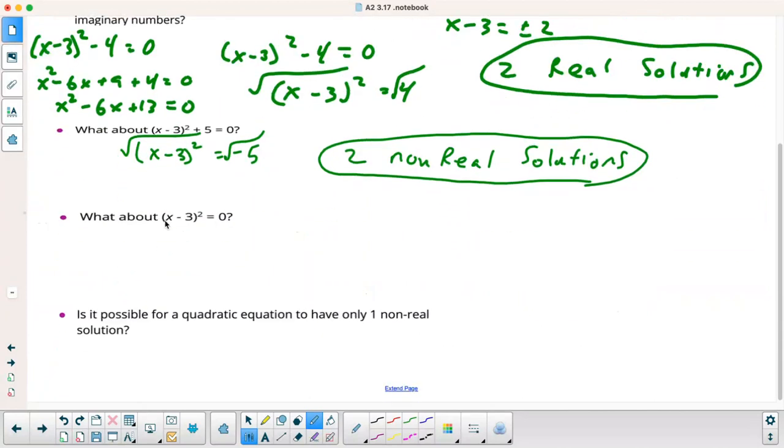All right, this one here, when you square root both sides, we're not going to have plus or minus 0, so there's only going to be one number. I'm going to add 3 to both sides, so I'm going to get one real solution.